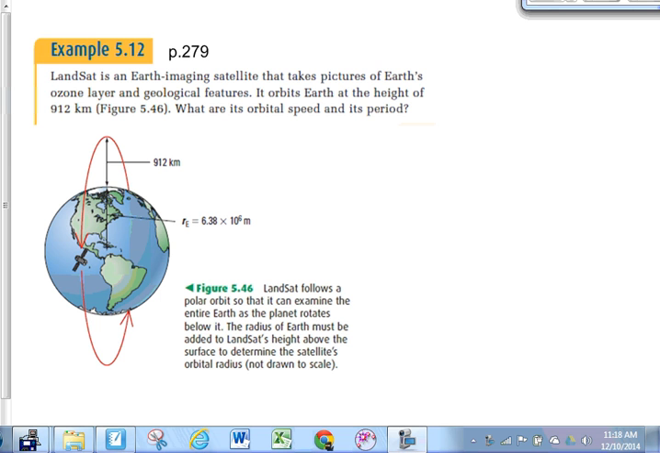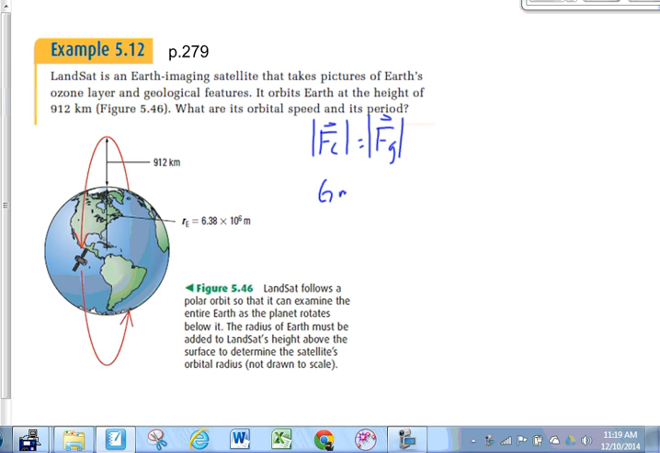It says Landsat is an Earth imaging satellite that takes pictures of the Earth's ozone layer and geological features. It orbits Earth at a height of 912 kilometers. That's above the surface of the Earth, right? What are its orbital speed and its period? All right, well, let's consider this as we have the other satellite questions to this point and say the centripetal force that's experienced by this satellite is equal to the gravitational force that causes that centripetal force.